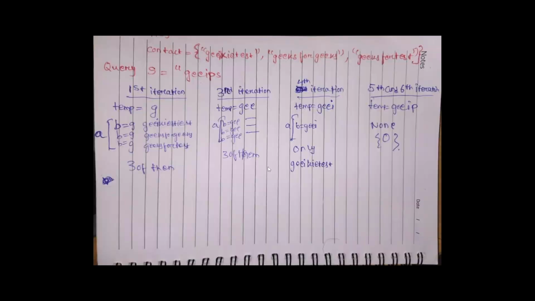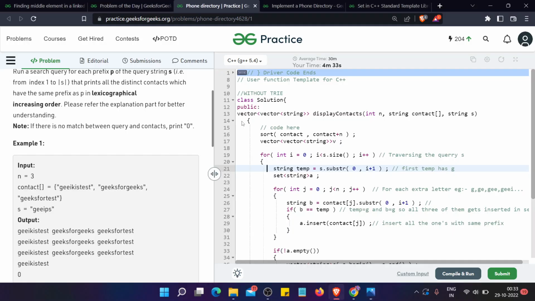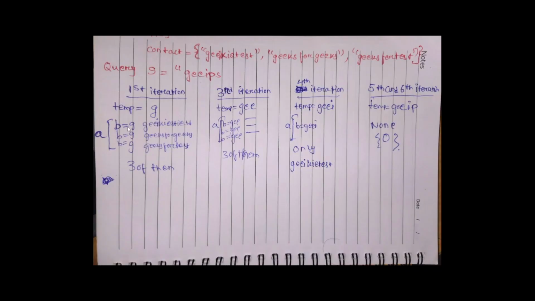And then here, first the temp is G. I run a for loop over the contacts. For each contact, I store the first letter. Like for geeky's test, the first letter, which is G, is stored in B. Similarly, in the second iteration, geeks for geeks' first letter, that is G, is stored in B, and for geeks for test, G is stored here.